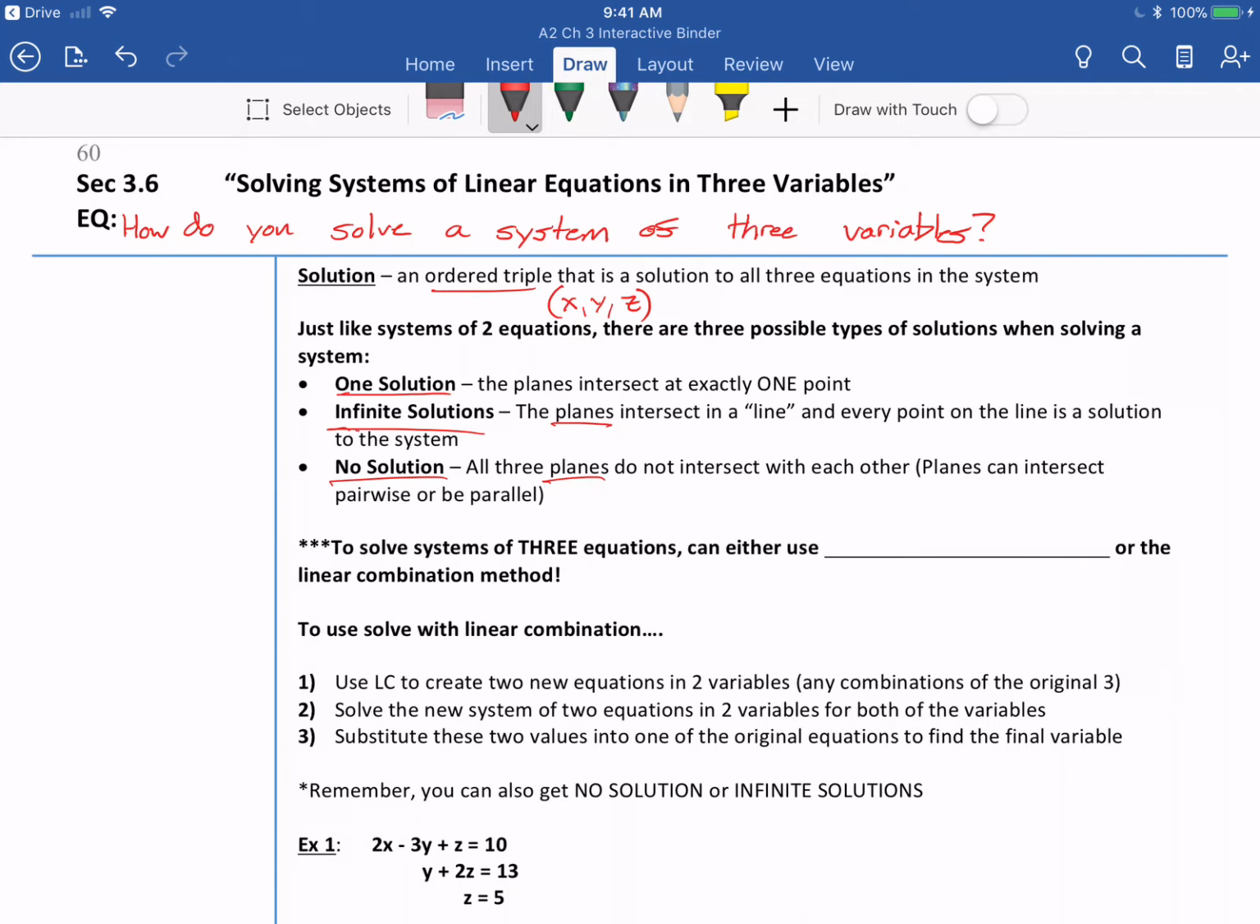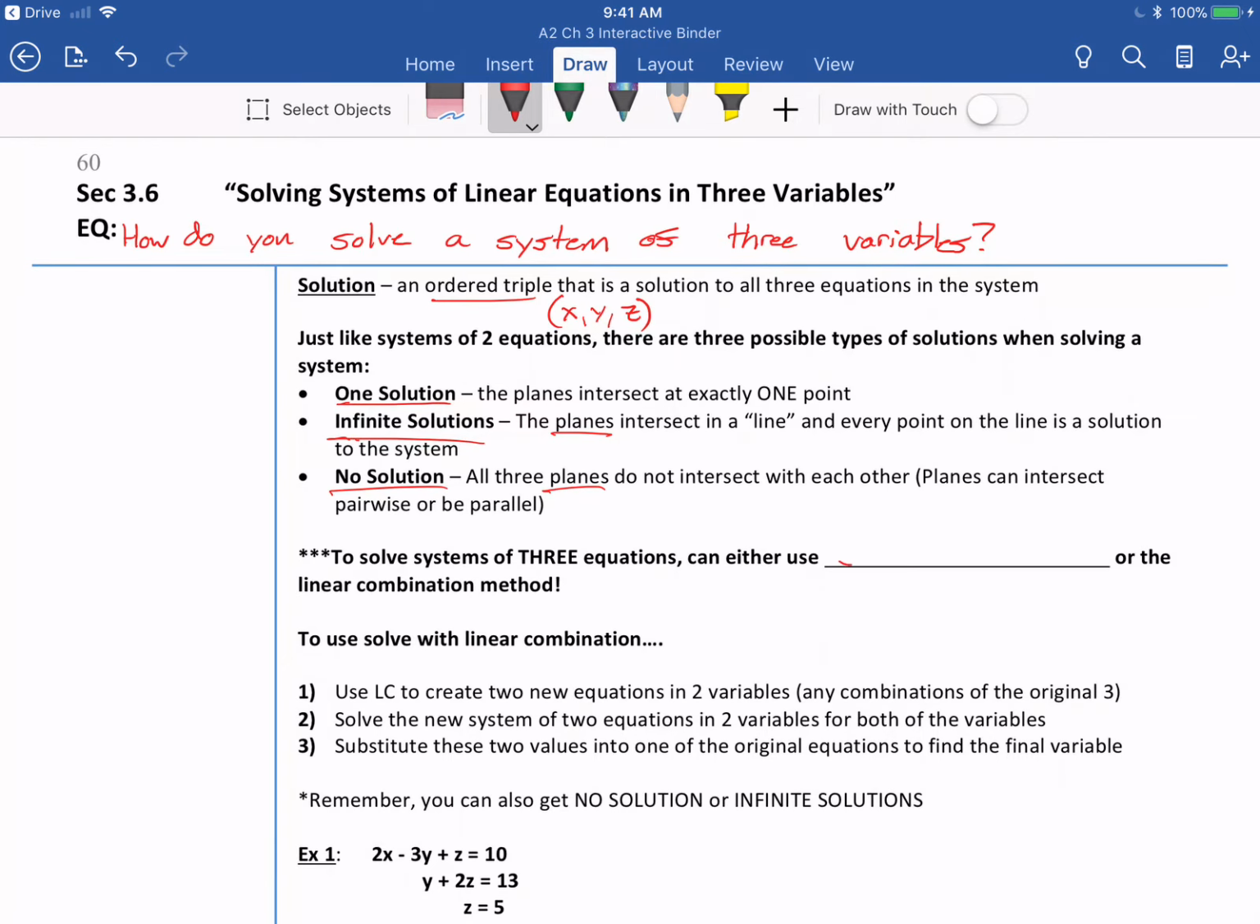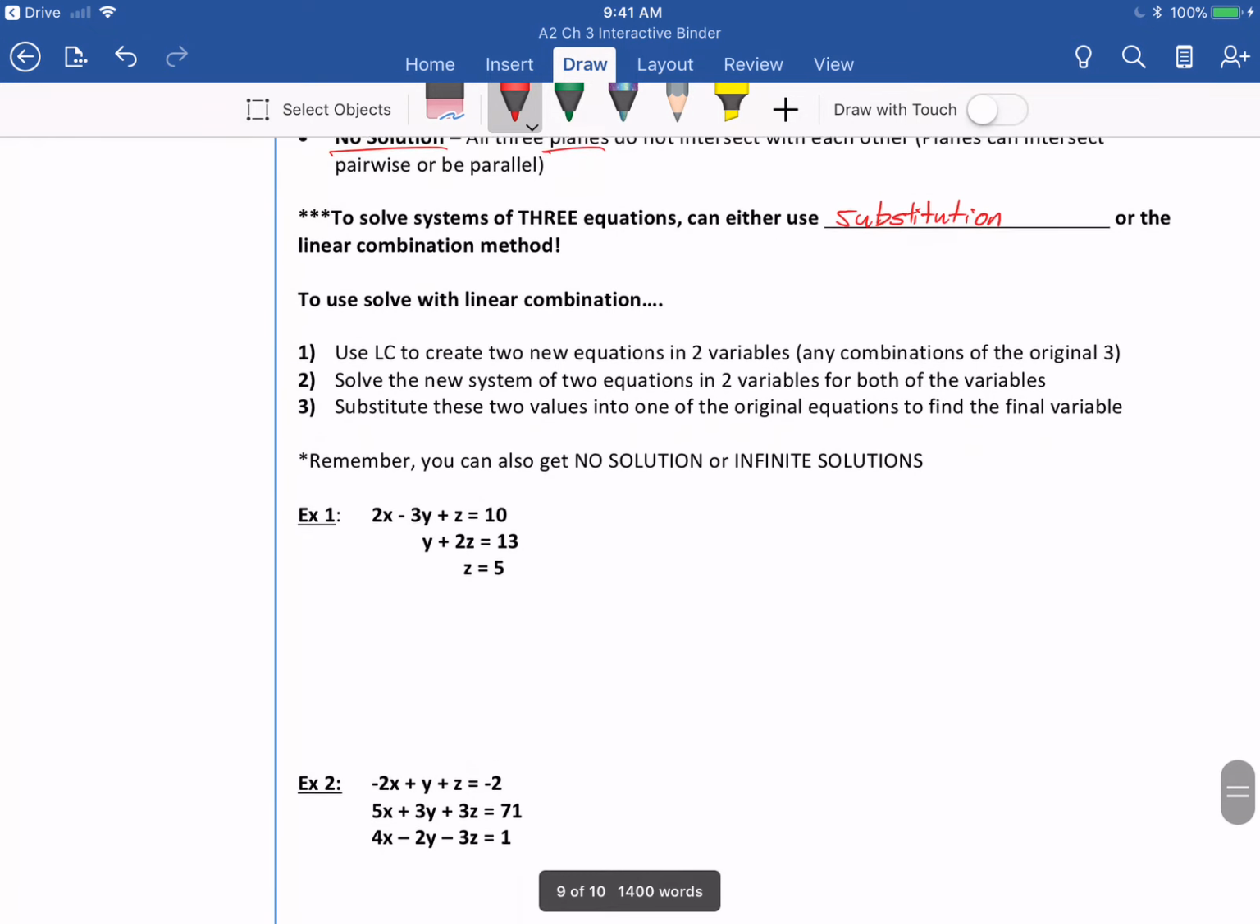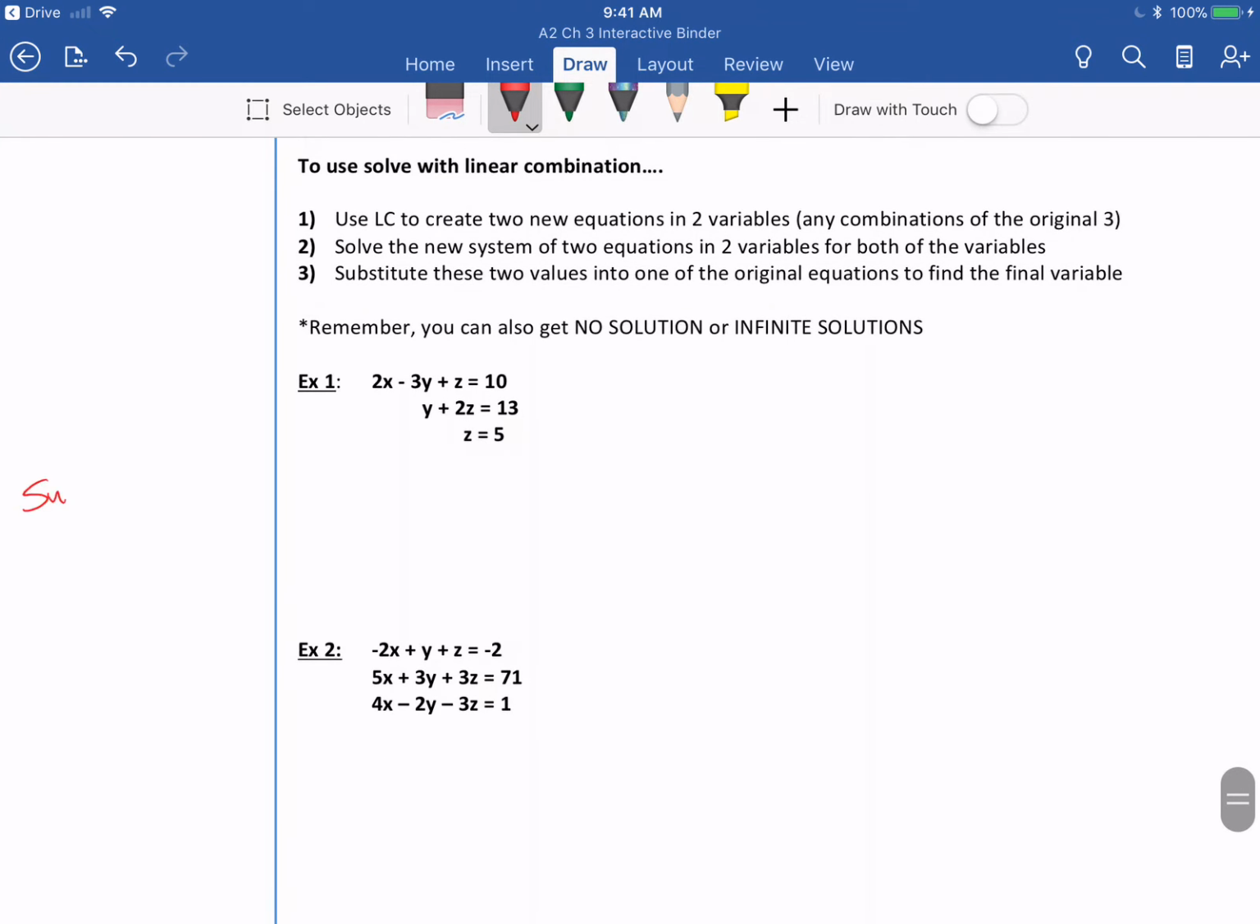Okay, so to solve systems of 3 equations, we can either use substitution or we can use elimination, that linear combination method. You guys are going to be able to see pretty quick and easy which ones you can use substitution for and which ones you have to use elimination. So here, this first one, this is substitution, because I see that we already know what z is in this first one.